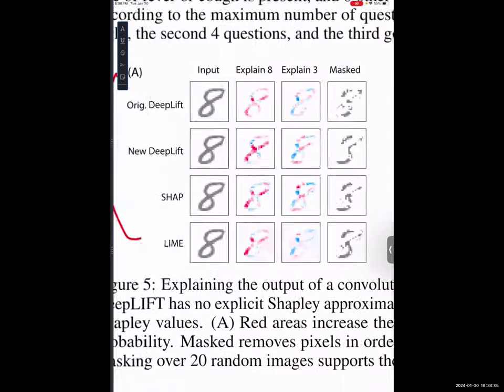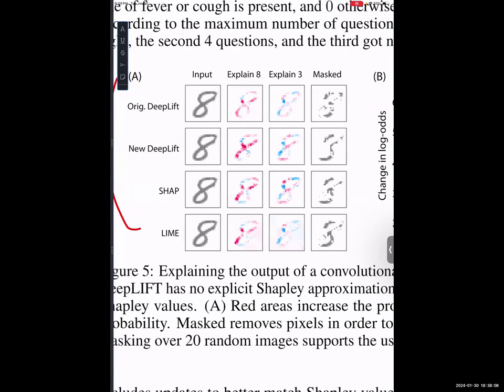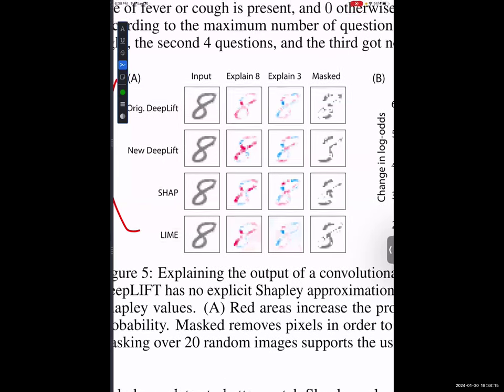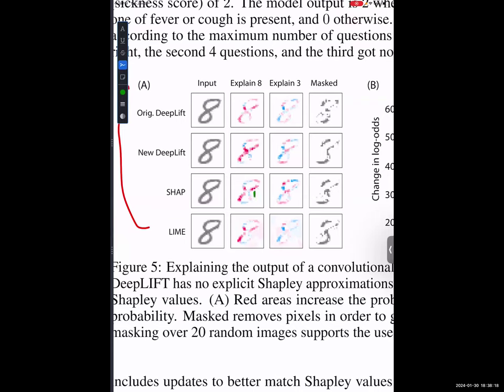If I understand this, you see, for the eight, to explain this number, only a tiny bit of the blue here. I think this is the opposite. It says red areas increase the probability. No, red means it's not helpful to explain eight, if I understand this correctly. So basically, the blue part is helpful, contributing to the probability of eight. I guess that does look right, because the red part you can interpret as another number, like a three.